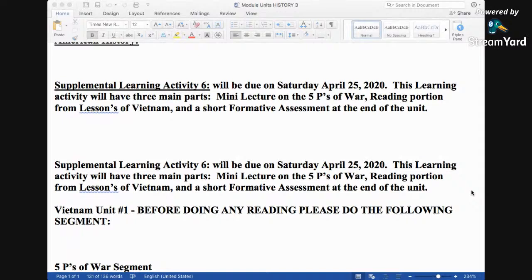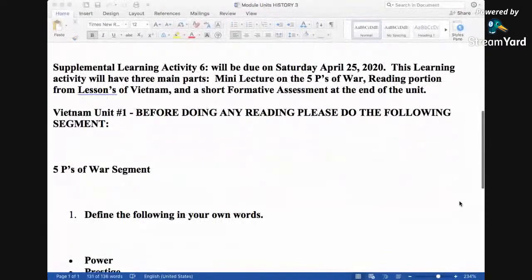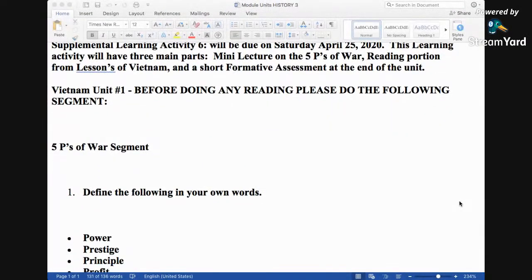This learning activity currently will have 3 main parts. It'll have a mini lecture on the 5 Ps of war and also the beginning and parameters of the Vietnam War, the Vietnam conflict. It'll have a reading portion from Lessons of Vietnam, and a short formative assessment at the end of this particular unit. You can find these on Canvas inside our learning portal.